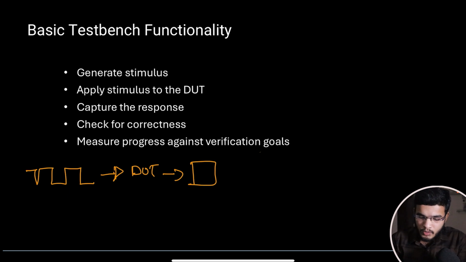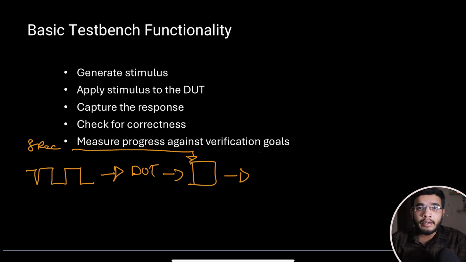Initially we have, let's say, the specification. We check whether it is doing as intended or not. Measure the progress against verification goals. Now we have to measure whether it is up to the mark, like whether the verification goal is achieved or not. This needs to be verified at the end. This is basically the test bench functionality.